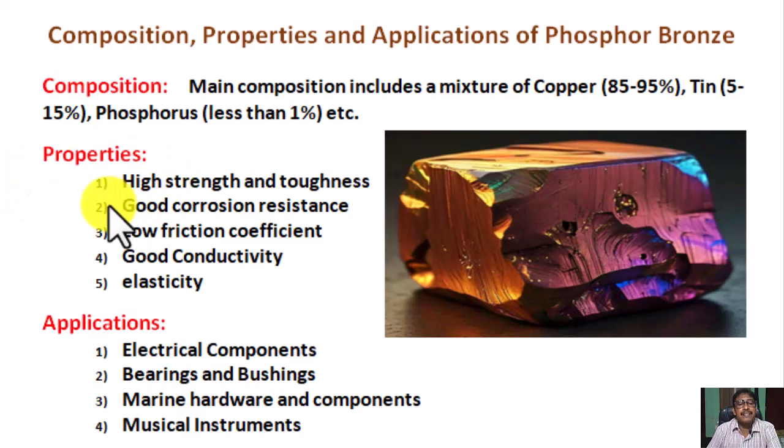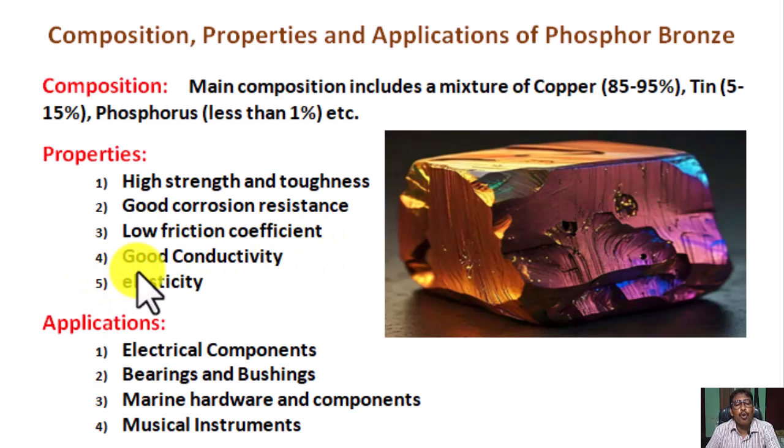Now, properties. Number 1, high strength and toughness. That means resistance to wear and fatigue and long life. Number 2, good corrosion resistance. That means excellent resistance to corrosion, particularly in marine and industrial environments. Number 3, low friction coefficient. That means it offers low friction and good sliding properties.